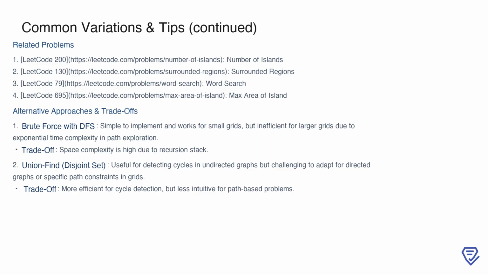In terms of alternative approaches, brute force with DFS is straightforward to implement and works well for small grids. However, it quickly becomes inefficient as grids grow larger due to the exponential number of paths it explores. The trade-off here is that while the implementation is simple, the space complexity can be high due to the recursion stack. Another method is using union find, or disjoint sets, which is excellent for cycle detection in undirected graphs. However, adapting it for directed graphs or problems with specific path constraints in grids can be quite challenging. While it's more efficient in some cases, it's less intuitive for handling path-based constraints.